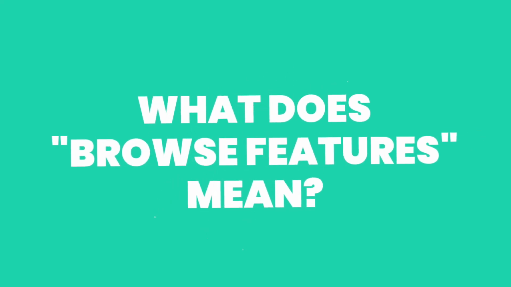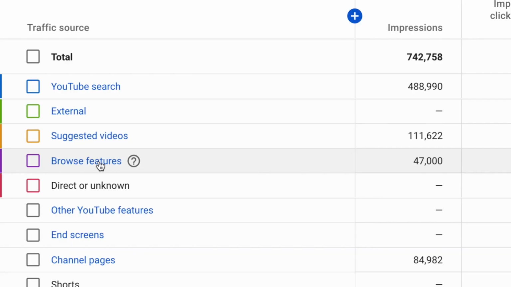Now we have browse features. This is traffic from the home screen, subscription feed, watch later, and other browsing features. Really, you want to see browse features high up on your list to grow a YouTube channel a bit quicker. It's a sign that something is right with your content. This is where I would recommend looking at your best videos to see if that's where the views come from. And then again, work out why they got browse views and how you can re-emulate them.